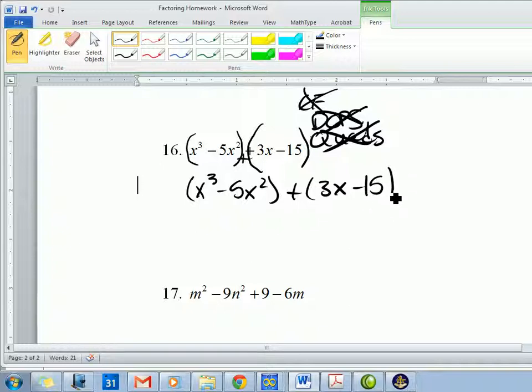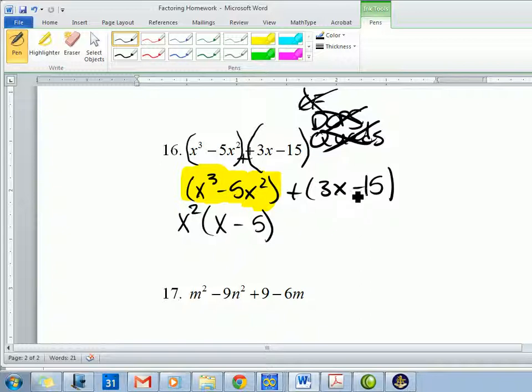Now you ask yourself, what do they have in common? What does this binomial, what do those two terms have in common? What they have in common is x squared, right? So what you do is you can take out an x squared, and what's left inside? Left inside, I would say x minus 5.